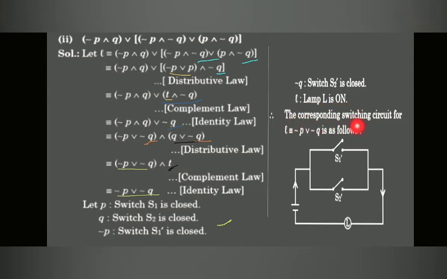The corresponding switching circuit for L, which is equivalent to ¬P or ¬Q, is as follows. ¬P means S1 dash, and this is parallel to ¬Q, which means S2 dash. This is the diagram of this statement, or circuit diagram. Next example.